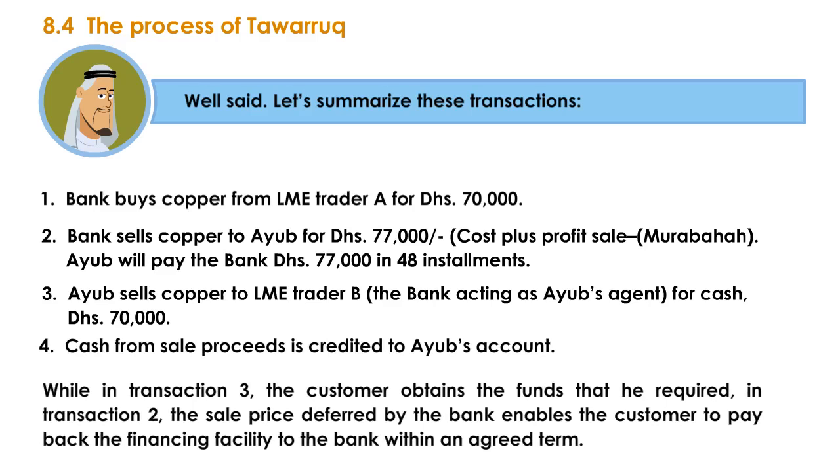While in transaction 3, the customer obtains the funds that he required. In transaction 2, the sale price deferred by the bank enables the customer to pay back the financing facility to the bank within an agreed term.